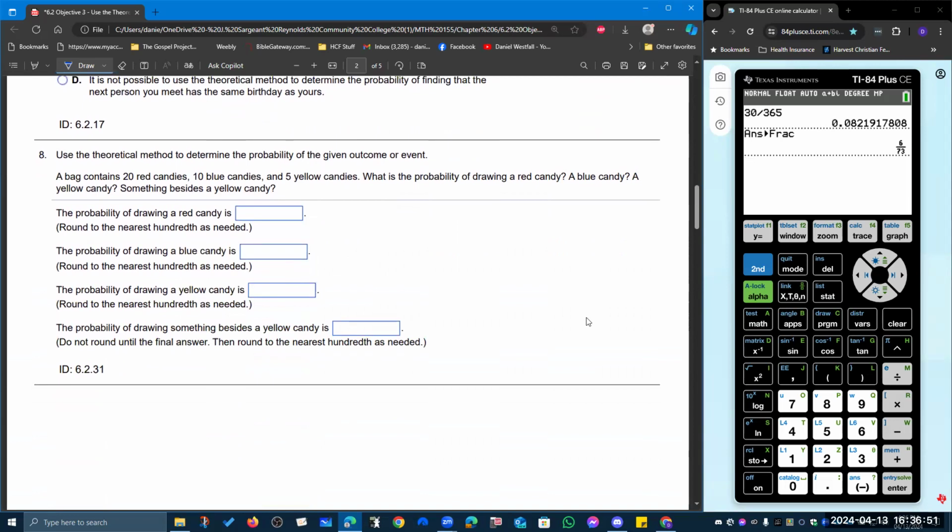Use the theoretical method to determine the probability of the outcome or event. A bag of 20 red candies, 10 blue candies, 5 yellow candies means that there's a total of 35 candies in the bag. What is the probability of getting a red candy? It's 20 out of 35. And we're going to round this to the nearest thousandth.